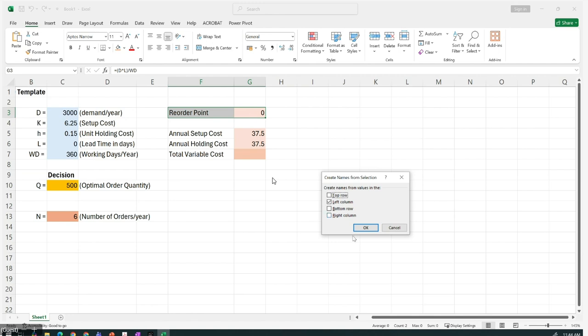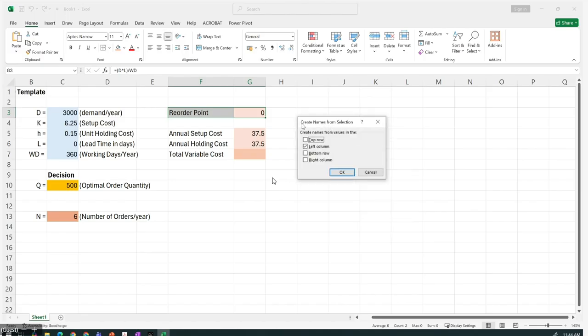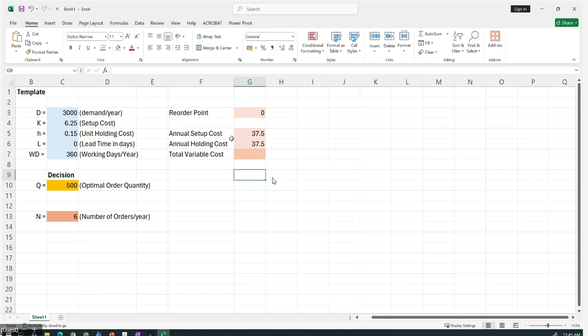You would have got this Create Names from Selection, right? What it says is create names from values in the left column. Understand what that means. This is the cell that I want to name, and I have selected it along with the label. So it will use the value in the left column to name this cell. I hope you got the idea. Click OK. And now if you see the drop down, you can see this reorder point. Hope you're with me, right?